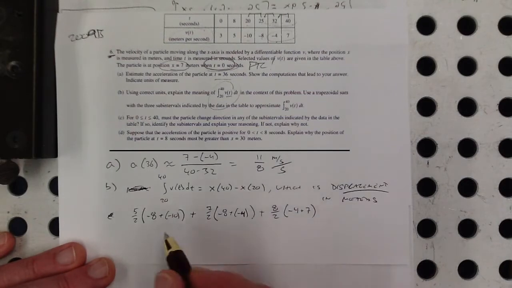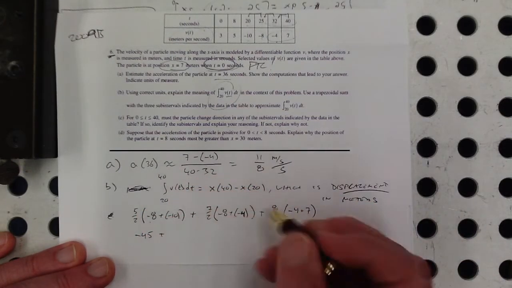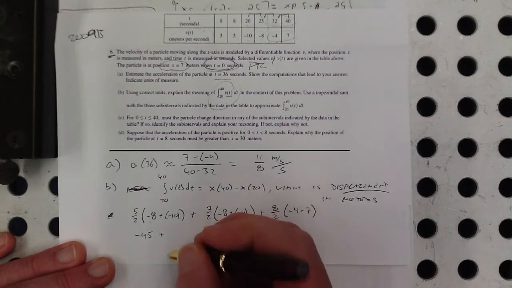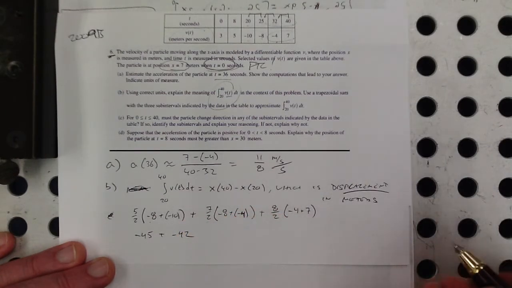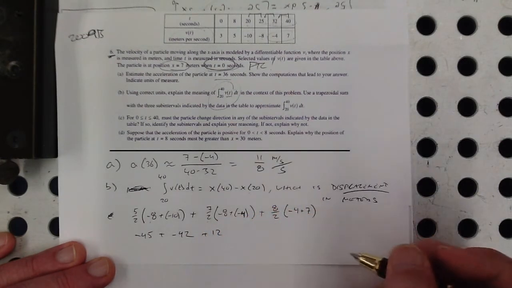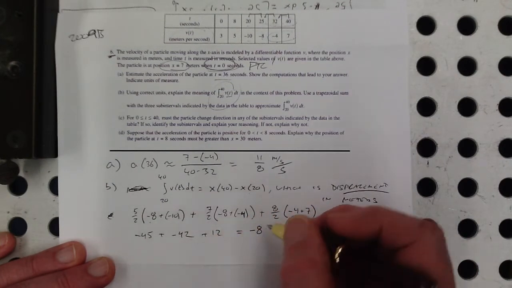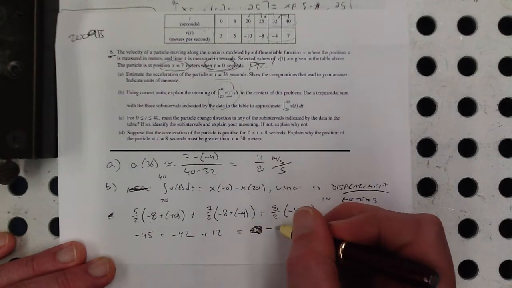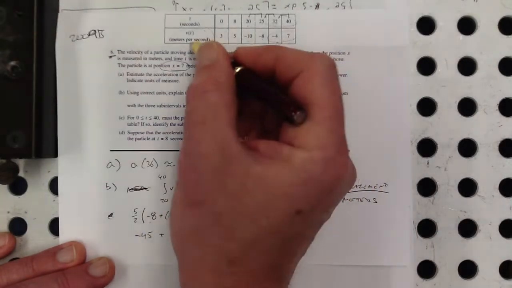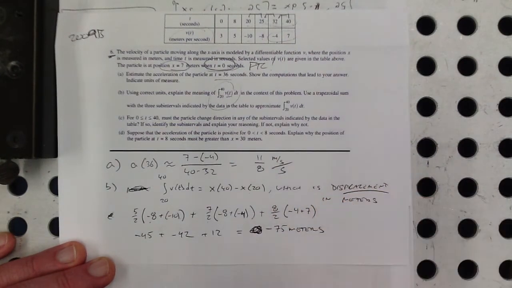Okay, so now we will simplify. Negative 18 divided by 2 is negative 9 times 5 is negative 45. Negative 12 divided by 2 is negative 6 times 7 is negative 42. 8 divided by 2 is 4 times 3 is 12. So that's negative 85, I think? No, negative 75, sorry. And we're finding the area under velocity, so that's displacement, and that'd be meters. And that's good for part B.